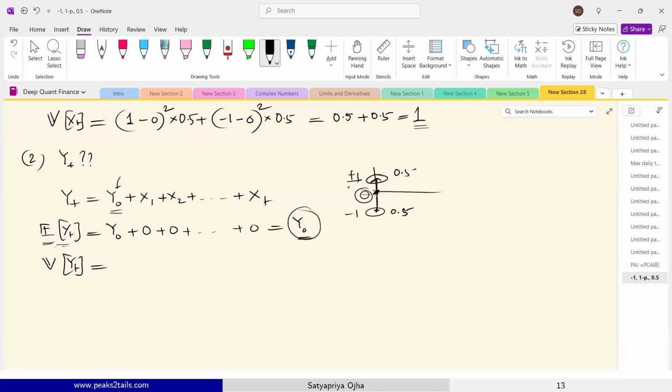Expectation is always y0, wherever you started with, irrespective of number of steps. Doesn't matter where you are or how much time has passed. Okay. Variance of yt, variance of the sum, is equal to the sum of variances only if there is no correlation between them. Yeah, independent is a much stronger condition. Definitely, if two things are independent, the correlation would be zero. Reverse is not true, by the way. But here it is fine.